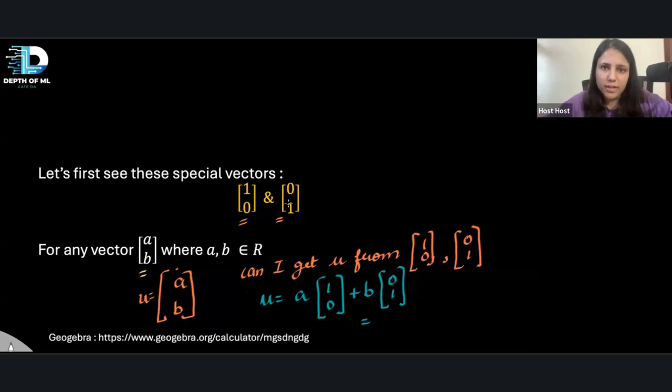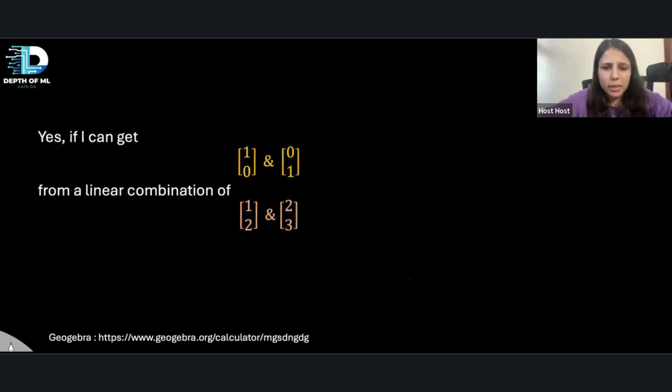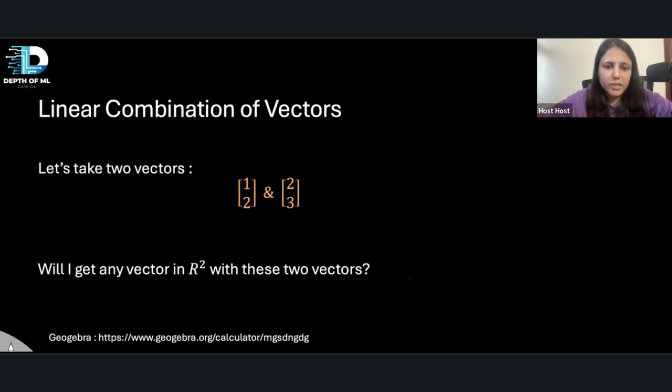So these are special vectors. And you can just put the value of the first coordinate here and the second coordinate here, and you will get the vector that you want to obtain. Fine. But if I have to ask a similar question with this vector, is it that evident? Suppose I want to generate a vector (A, B) from (1, 2) and (2, 3), some linear combination of this.